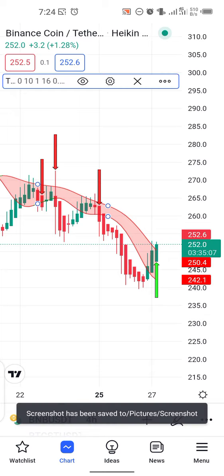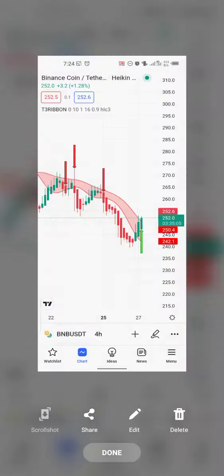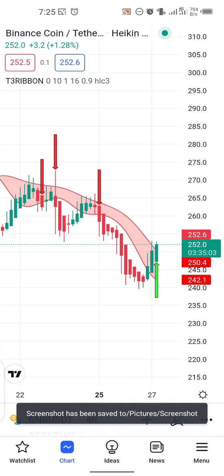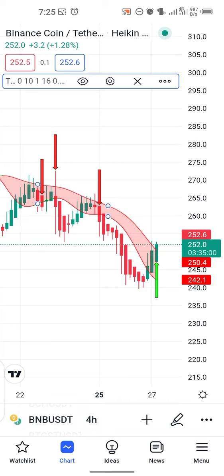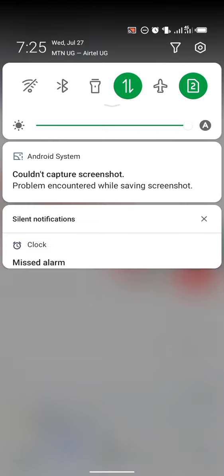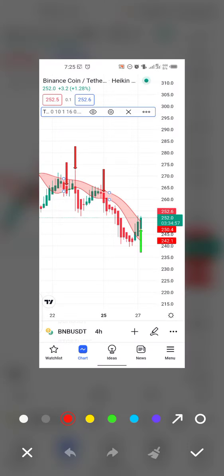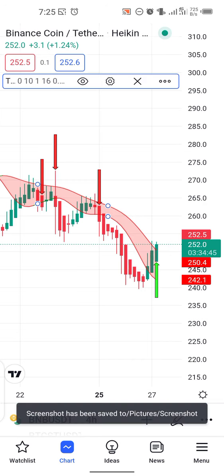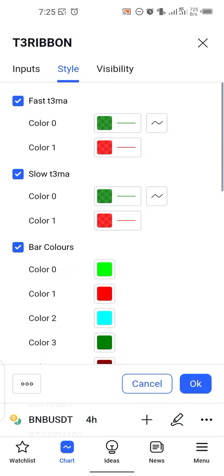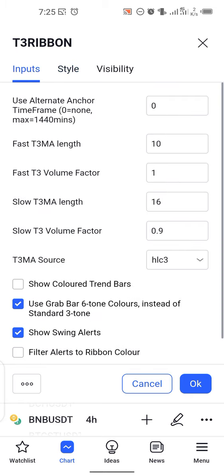So we touch the indicator, right? Then it brings us to this side, and here there is this one we call the wheel. You see that? Yeah, that one. Okay, so we shall touch it now, and it takes us to the inputs, where we start.